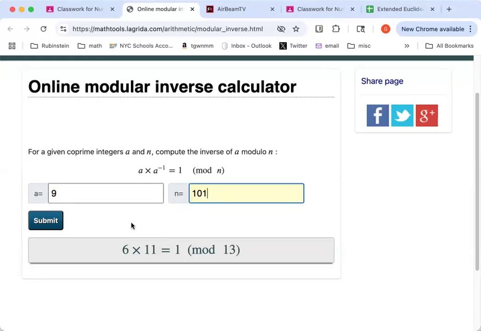101, and it will tell me that 9 times 45 would be 1 mod 101. Oh, I said 45. Of course, that's going to be 9. 47 times 43. So we have a calculator for it. But is there some way that, how does the calculator do it?